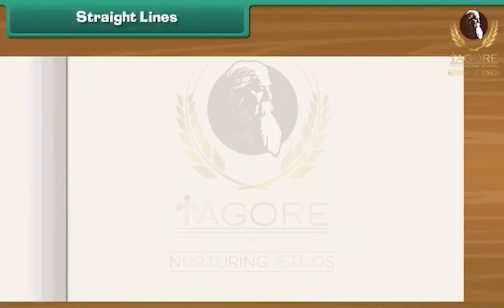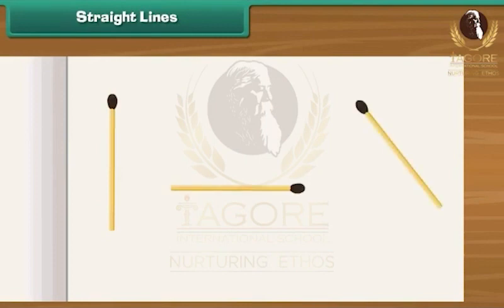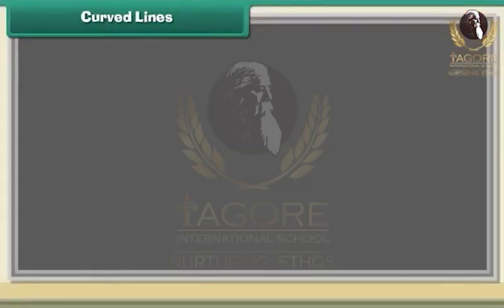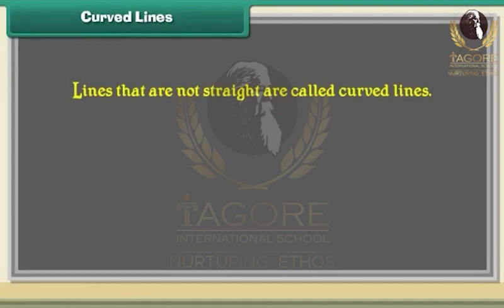Straight lines. Place some matchsticks on a sheet of paper. There are 3 ways of placing the matchsticks: horizontal, vertical, and slanting. Horizontal matchsticks make sleeping lines. Vertical matchsticks make standing lines. Slanting matchsticks make slanting lines. Curved lines: lines that are not straight are called curved lines.